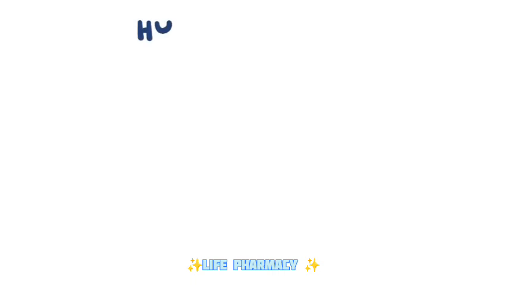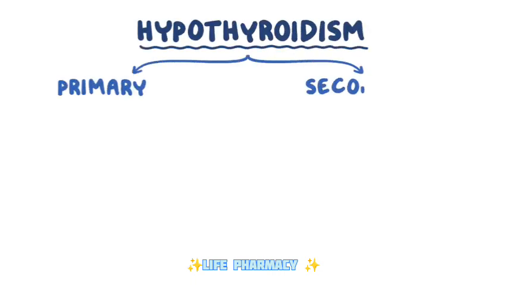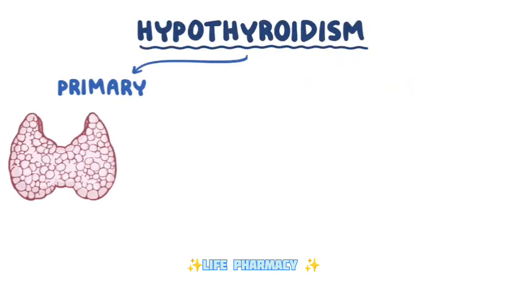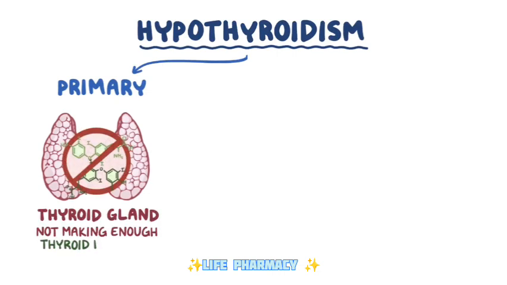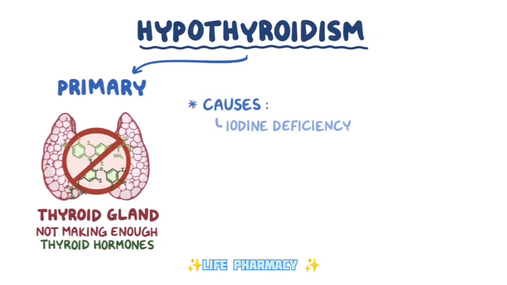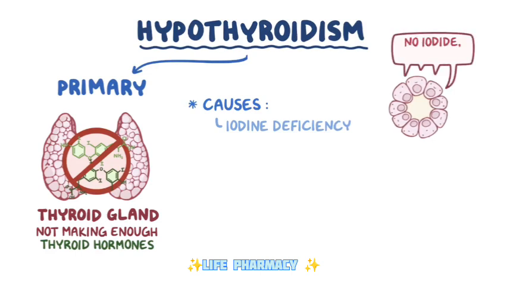There are two types of hypothyroidism: primary and secondary. In primary hypothyroidism, the thyroid gland is the problem because it isn't making enough thyroid hormones. Iodine deficiency can be a cause of primary hypothyroidism because the follicular cells don't have the iodide ions they need to produce T3 and T4.